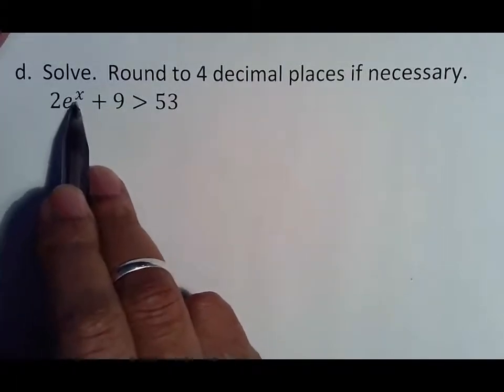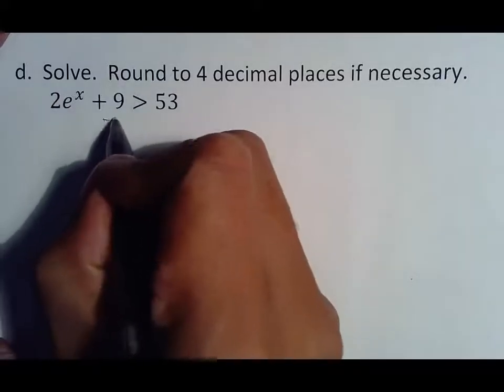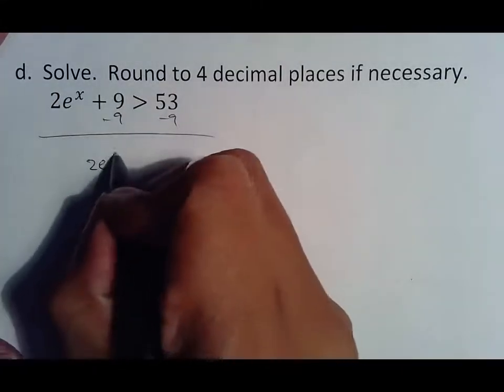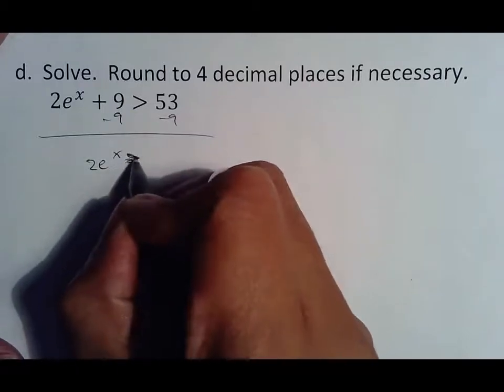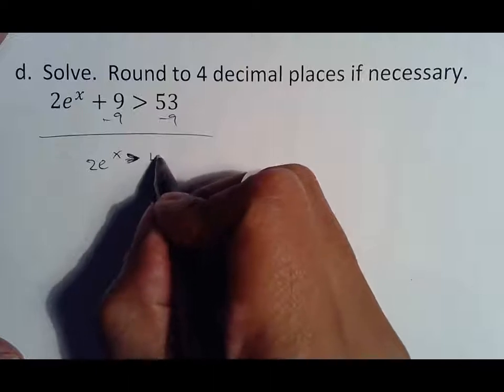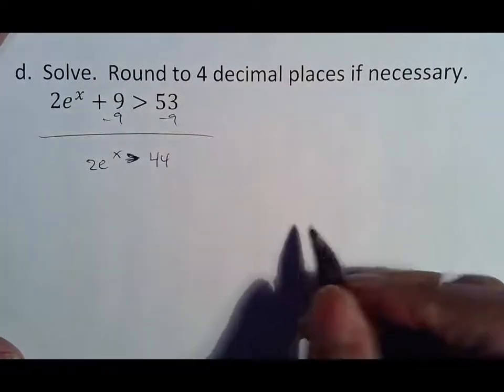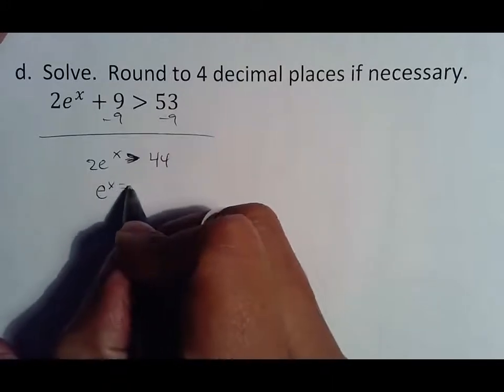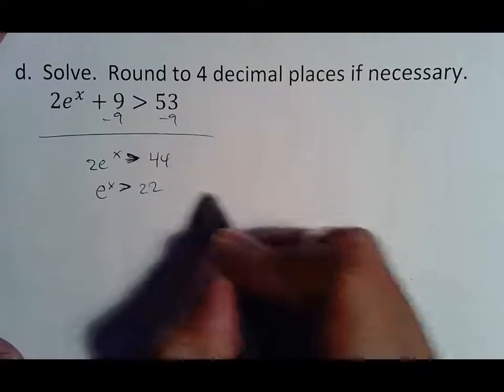Again, I'm getting to x. X is a power of e. It's been multiplied by 2 and added to 9, which means 9 would be the first thing I get rid of. So 2e to the x is greater than 44. Then divide by 2. E to the x is greater than 22.